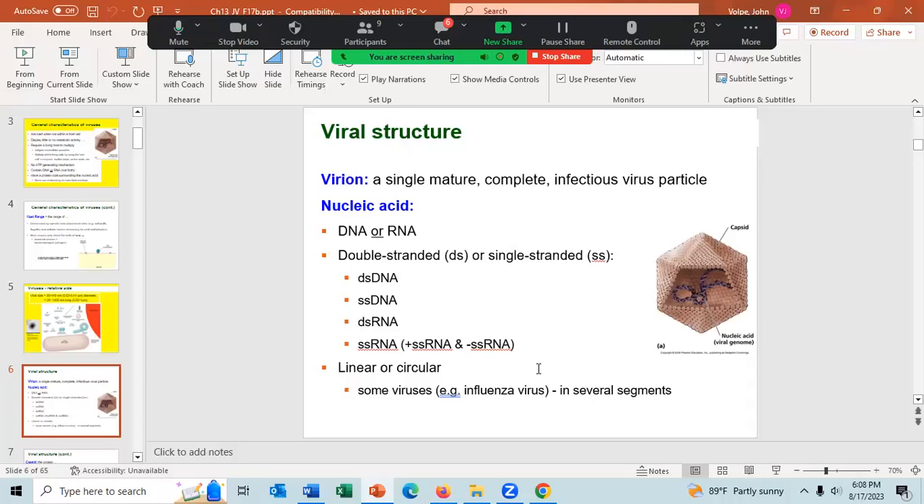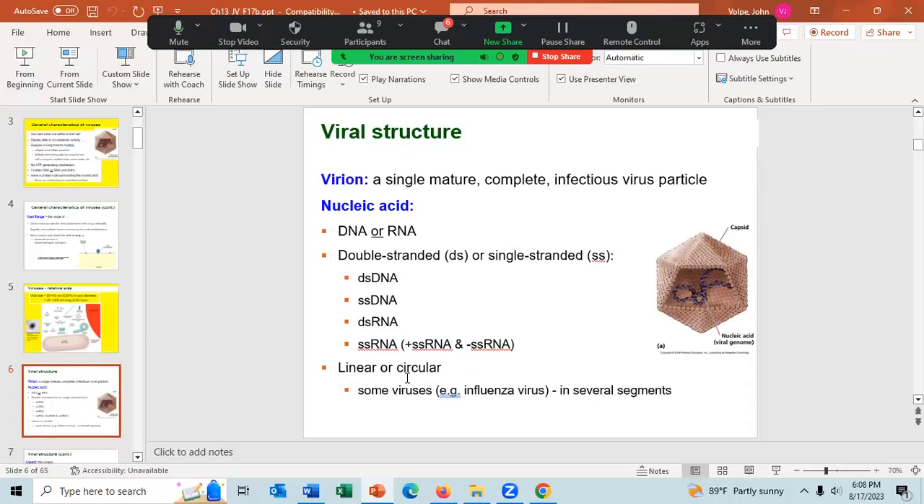Viral genomes can be linear or circular. Linear genomes are normal for eukaryote cells, and prokaryotes, bacteria, have circular genomes. And the virus can be either linear or circular depending on the species of virus.